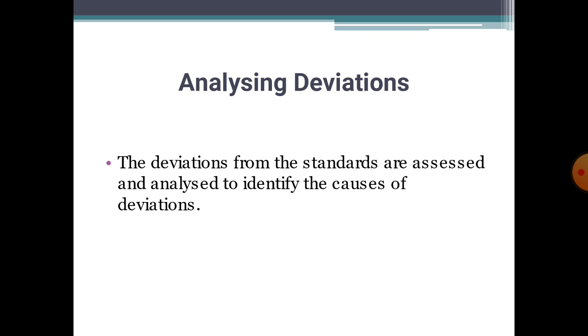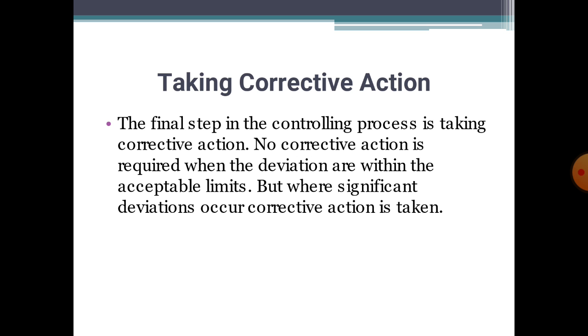Next is taking corrective actions. The final step in the controlling process is taking corrective action. This is an important thing. No corrective action is required when the deviations are within the acceptable limit, but where significant deviation occurs, corrective action is taken. Everything has to be done in a correct manner.